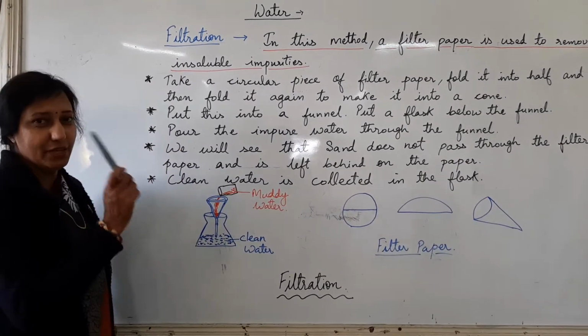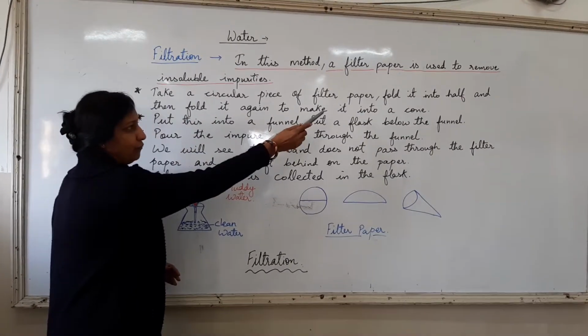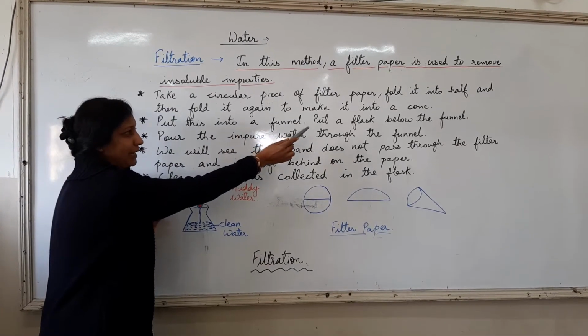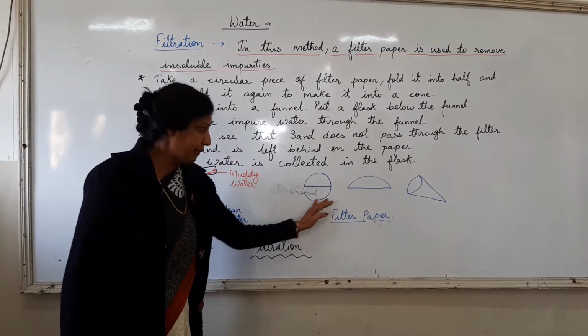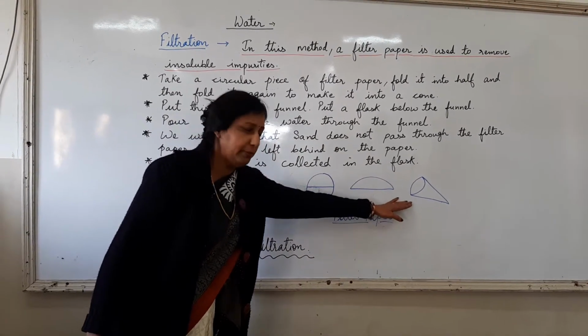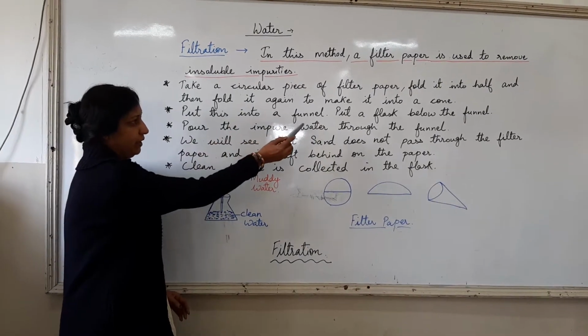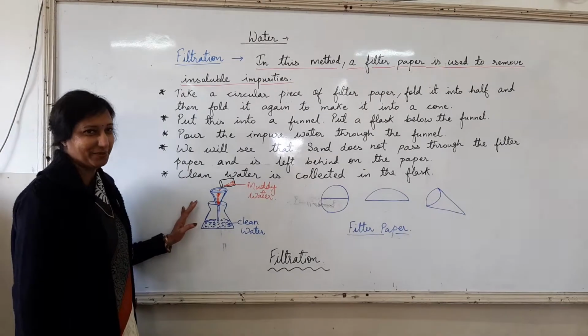So children, the first thing you need to do is take a circular piece of filter paper, fold it into half, and then fold it again to make it into a cone. As I have explained here, fold the filter paper into half, then make a conical shape. Children, then put this into a funnel, put a flask below the funnel. Here I have shown you with the help of a diagram.